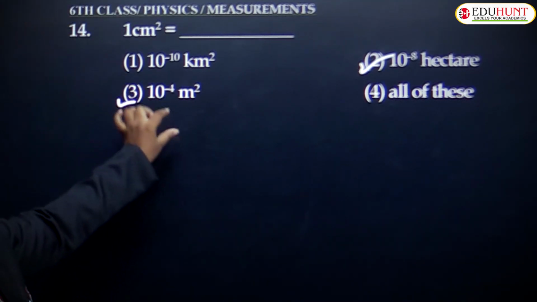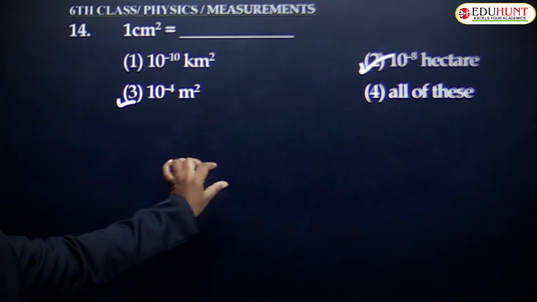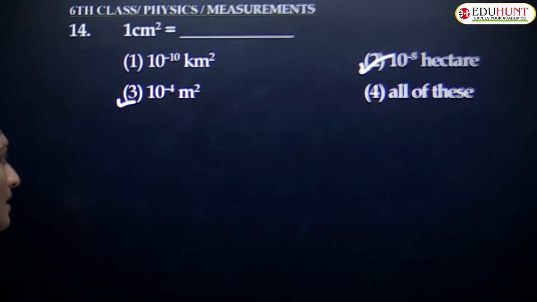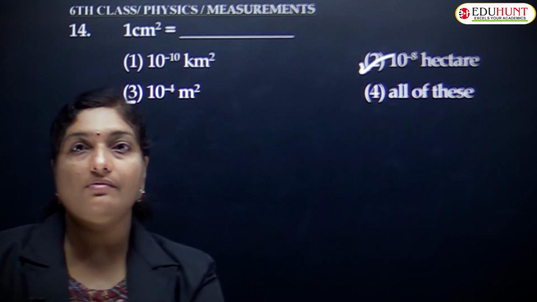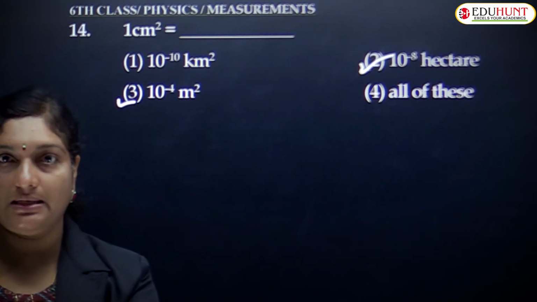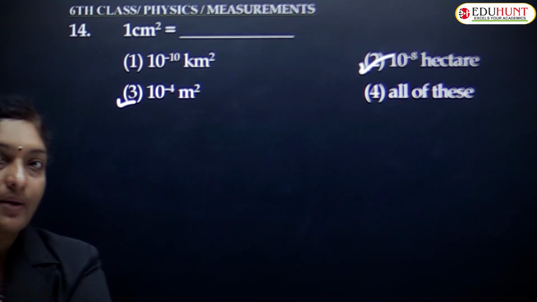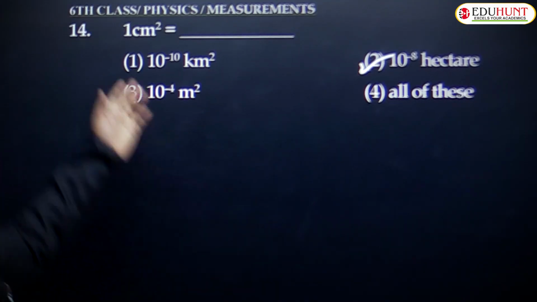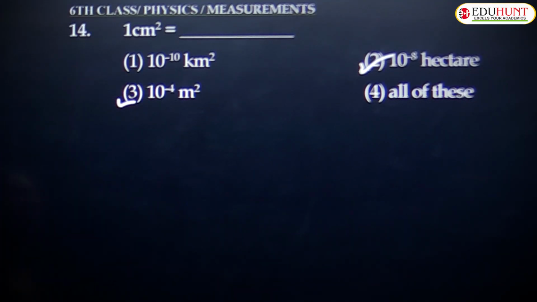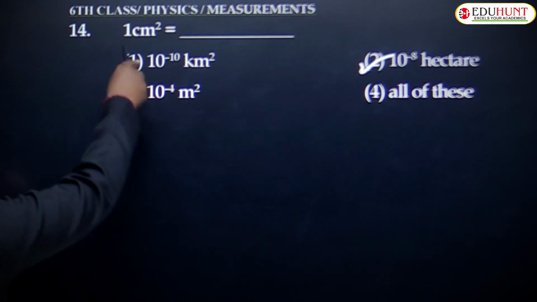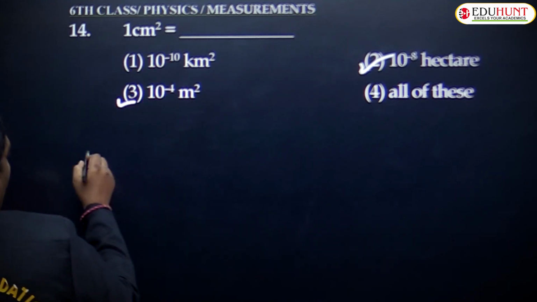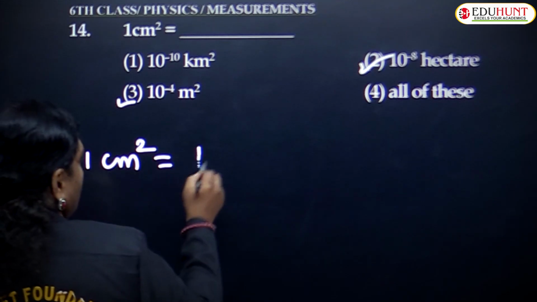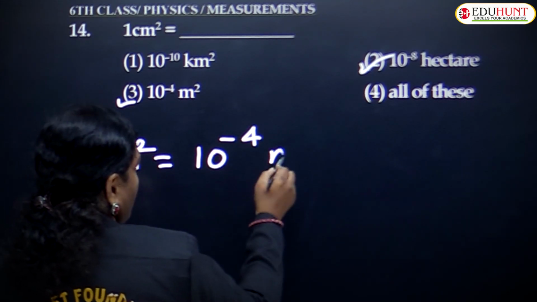1 centimeter square is how many meter square? 10 power minus 4 meter square. And just now we cleared that 1 hectare is equal to 10 power 8 centimeter square. So 1 centimeter square equals 10 power minus 8 hectare. Let us check back whether it is true for kilometers or not. Which one shall we prefer? Okay, 1 centimeter square is equal to 10 power minus 4 meter square.